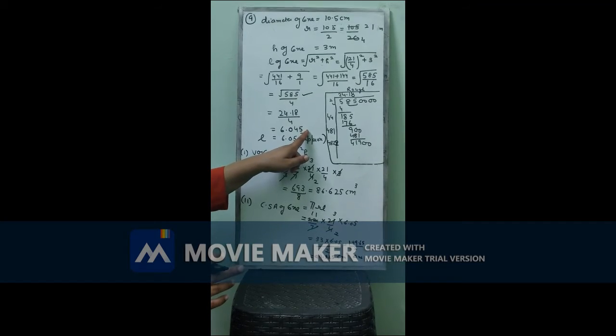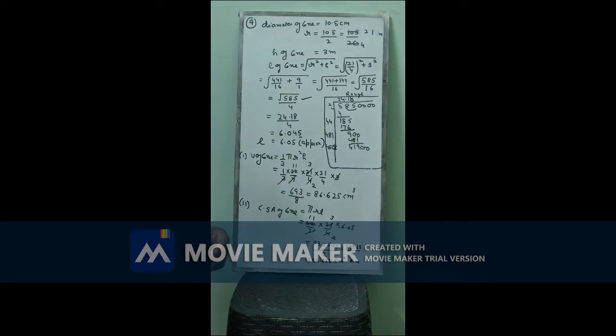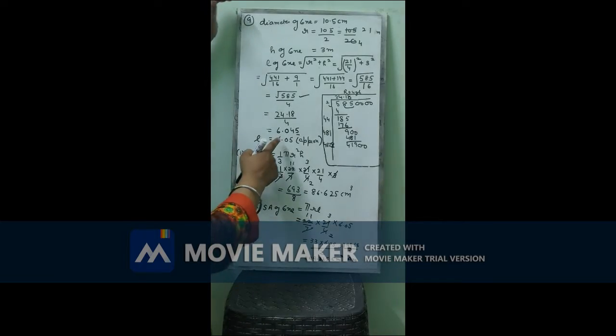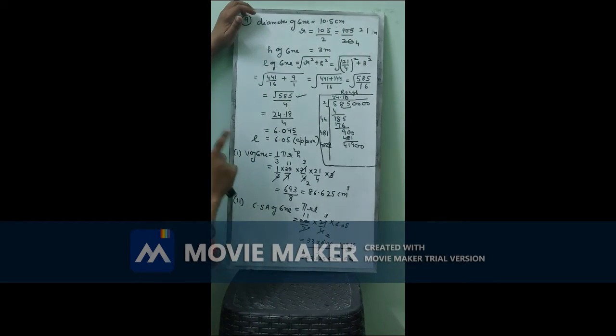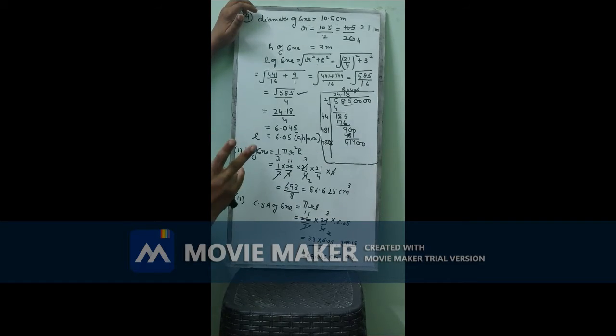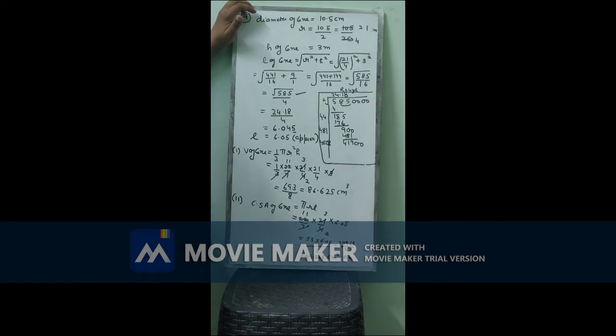If here it is 4 instead of 5. Okay. So our slant height is 6.05 approximately. Clear? Now the volume of the cone. In this question he has asked for 2 parts. One is volume, the other is CSA.